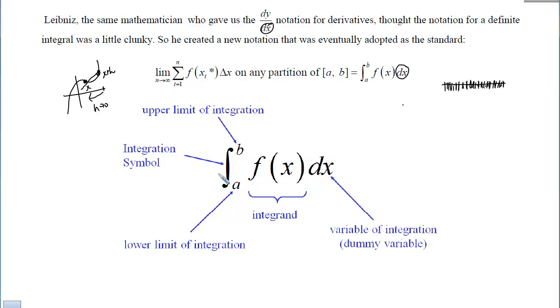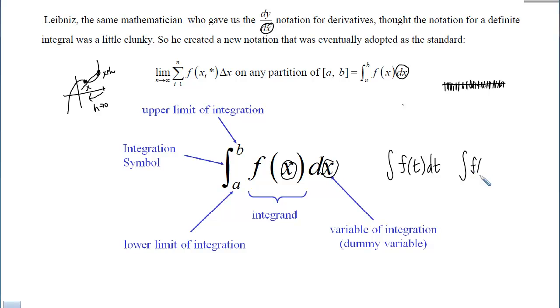Now the vocabulary that goes with this is we say that this thing inside, this f of x, is called the integrand. This is the integration symbol, and these are our upper and lower limits of integration. Now this letter x turns out to be a dummy variable. It doesn't matter what variable you have. I could have an f of t with respect to t.